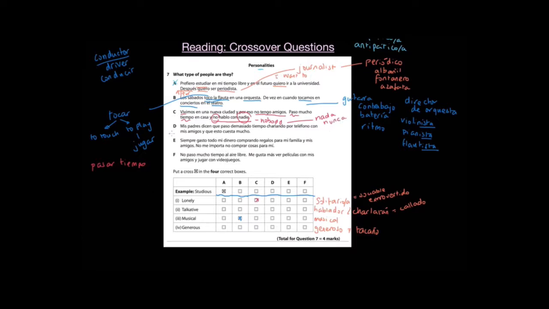Let's have a look at D, mis padres dicen que paso demasiado tiempo charlando. Charlando. We've got here charlatán, charlar, to chat, por teléfono. So my parents say that I spend too much time, and again, spending time, charlando, chatting on the phone con mis amigos. Y que esto cuesta mucho. With my friends, so chatting on the phone with my friends, that costs a lot.